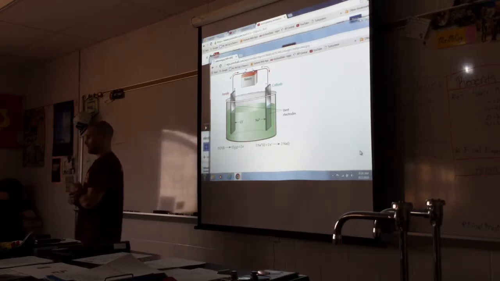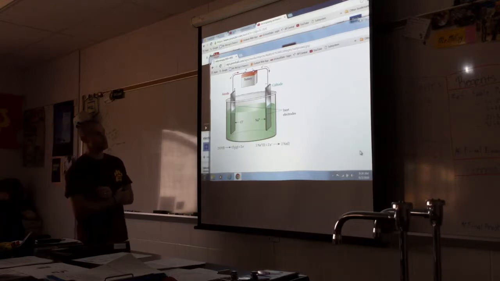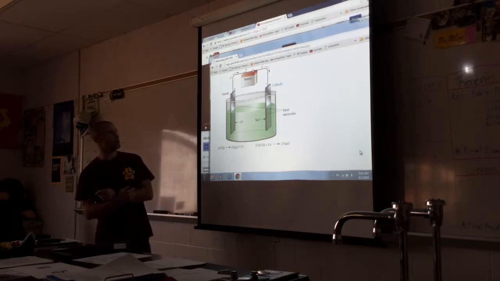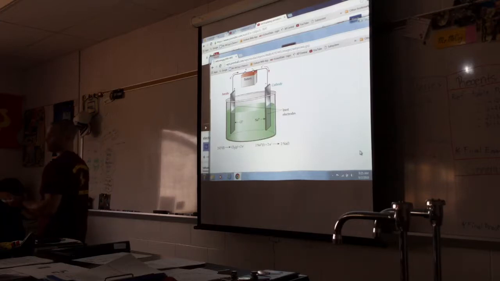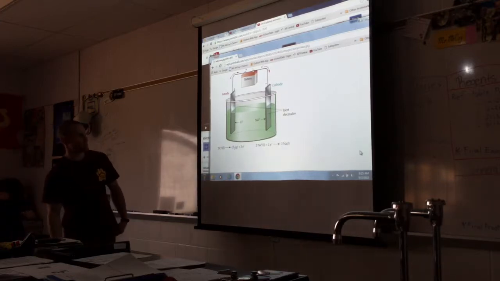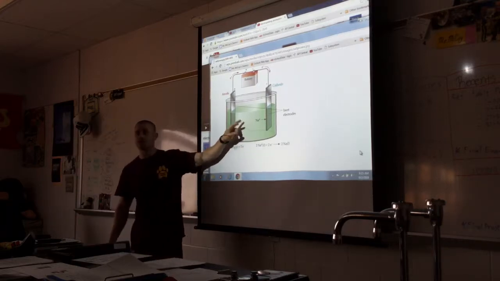So, you have salt water, or actually it might be molten salt. I can't determine from the picture which one it is. So it might be liquid salt, which also conducts electricity, or it could be salt water. In this case, I think it's actually liquid salt. So this green stuff here is liquid salt.